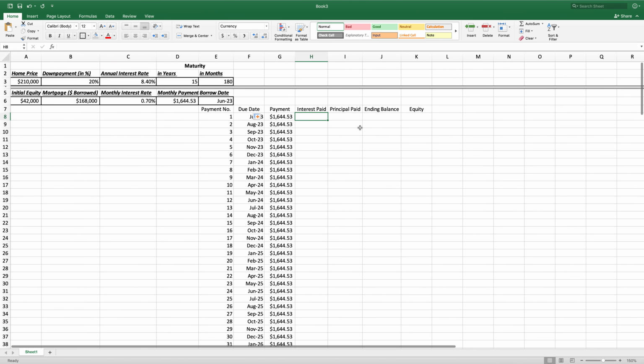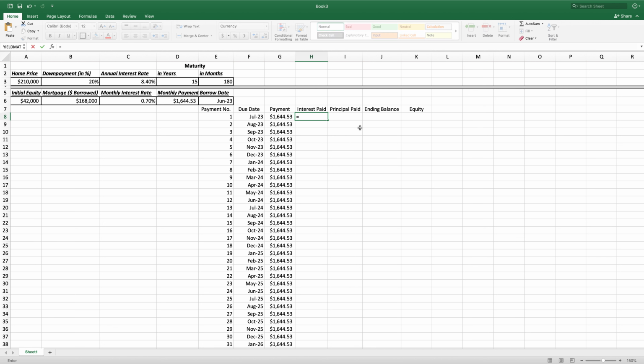Okay. Now we calculate our interest. Our monthly interest rate is 0.007 times whatever our balance is before we make this first payment. And our balance before this first payment is just how much we borrowed in total, which was $168,000. So I'll just put $168,000 there. And like we saw previously, that means the interest paid on the first payment is $1,176.